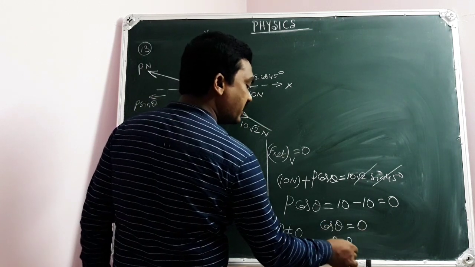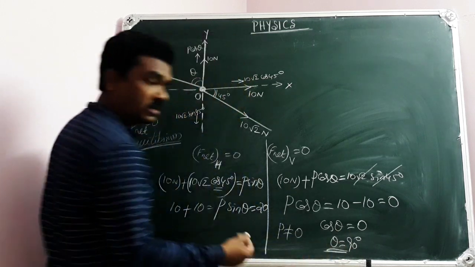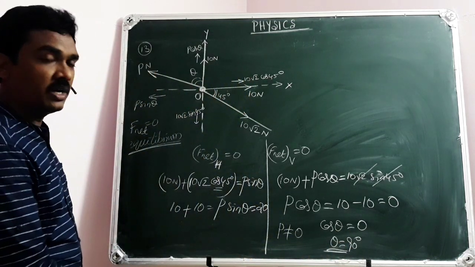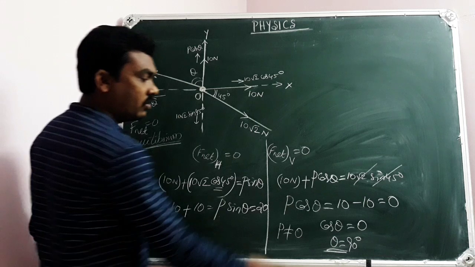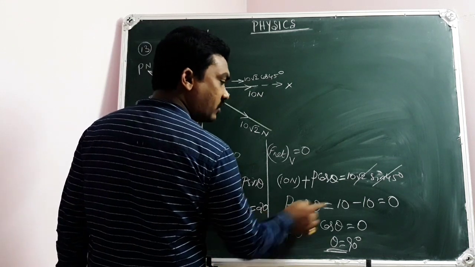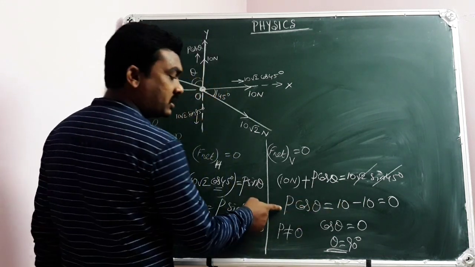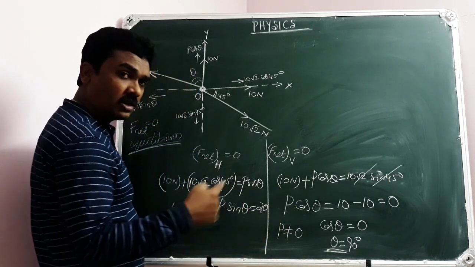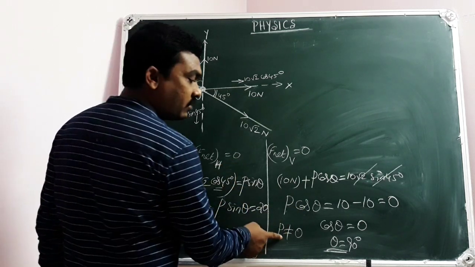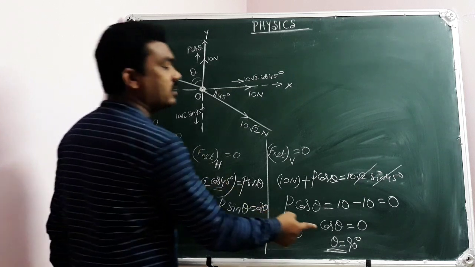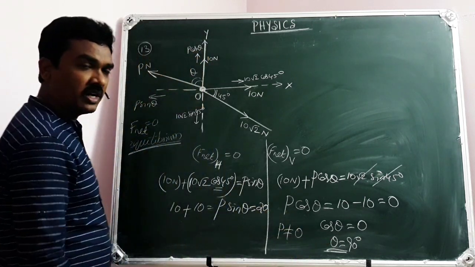That means theta equal to 90 degrees, because cos 90 degrees is 0. That's why I told you to learn trigonometry. So theta equal to 90, because P cos theta equal to 0 means either P should be 0 or cos theta should be 0. But P is never equal to 0 according to the data. So cos theta equal to 0, then theta equal to 90.